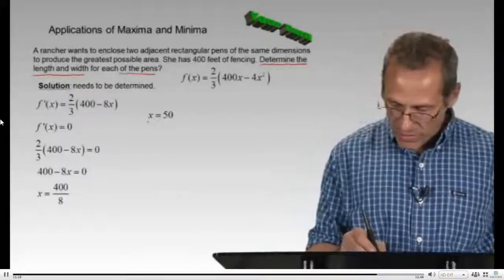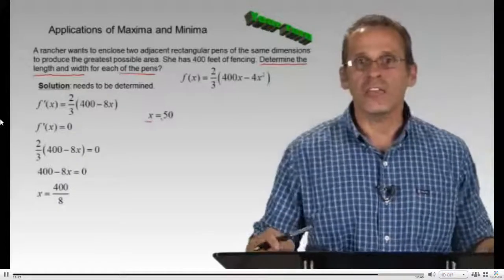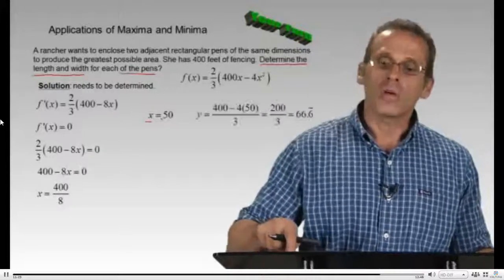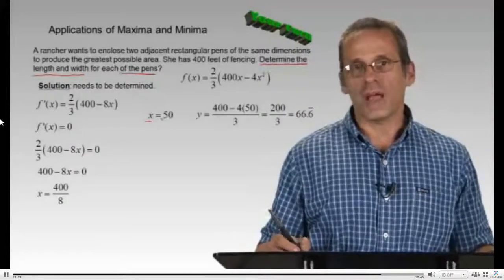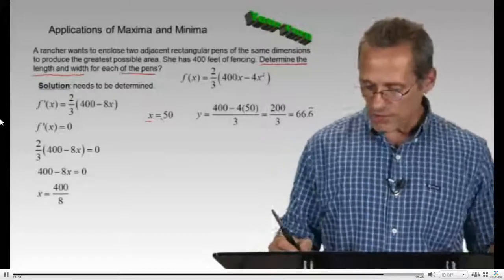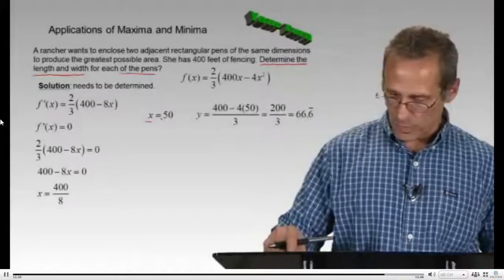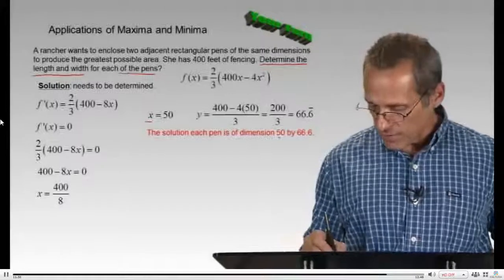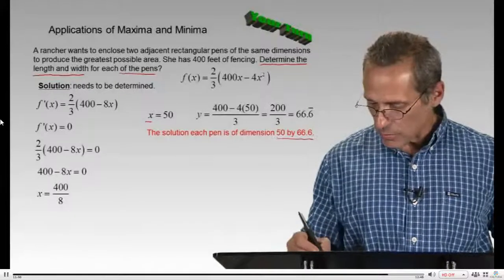Well, we found the width. Now we find the length by substituting 50 into the equation y equals (400 minus 4x) divided by 3. We find y to be roughly 66 2/3, which means the solution is that each pen is of dimensions 50 by 66 2/3.